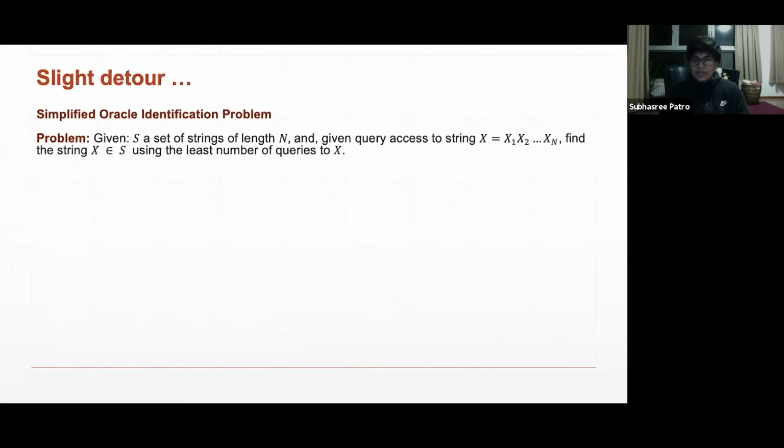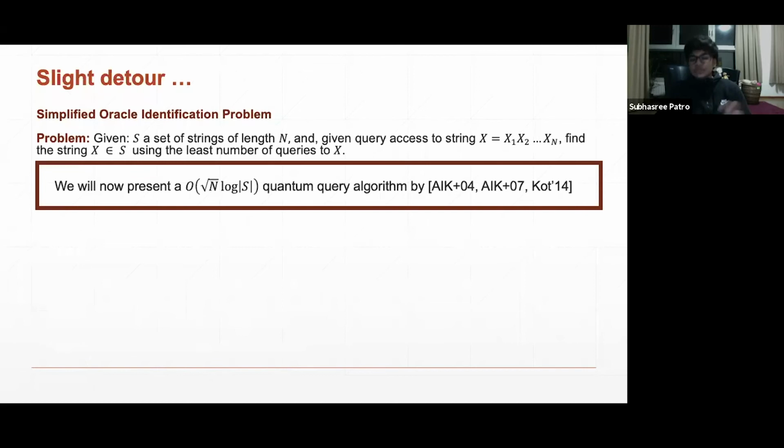Now, clearly, if we are allowed n queries, I can just query x n times and get this entire string. But clearly, I want something much better than that. Now, I'm going to show you a quantum algorithm which can achieve this in order root n times log S quantum queries. This is a simplified version of many complicated algorithms that were given later, but it was introduced by Ambainis et al. and Robin Kothari long ago. Okay, now let's see this algorithm.